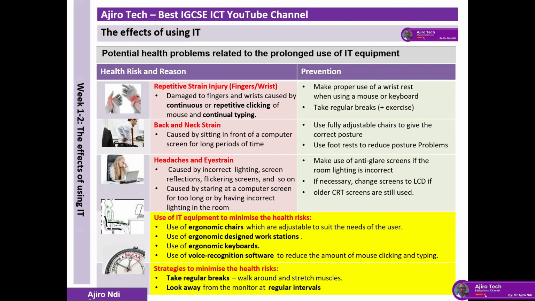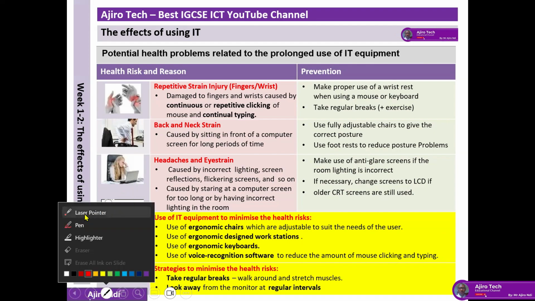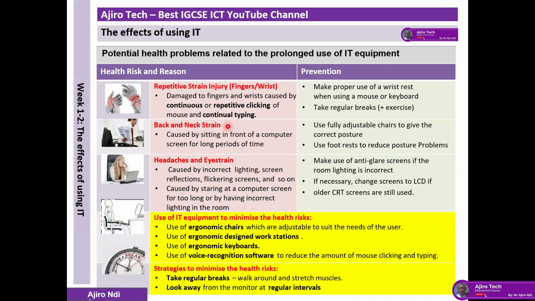So there are potential health problems related to prolonged use of IT equipment. When we're using this equipment, there is a health problem to it. We're going to look at the health risks, their reasons, and how we can prevent them. The first one I want to talk about is back and neck strain. This is caused by sitting in front of the computer screen for long periods of time. Please take note. Number one, you're watching Netflix.